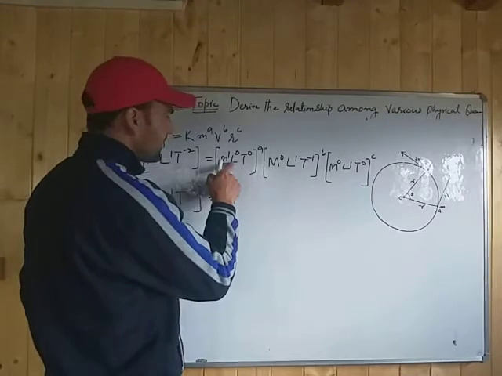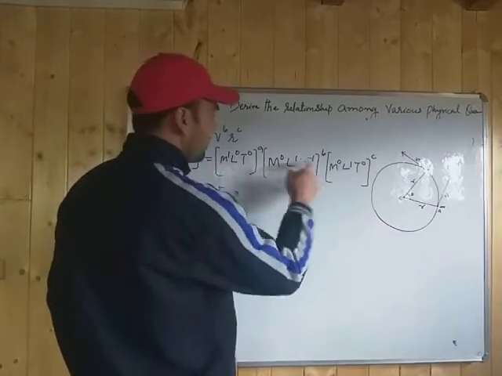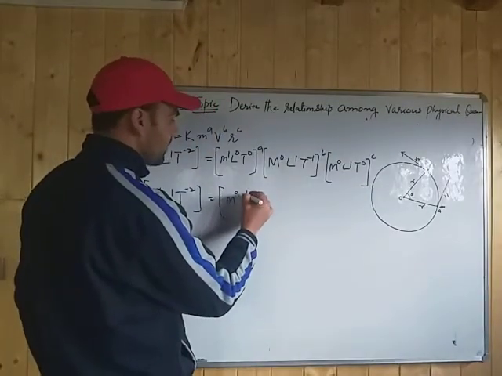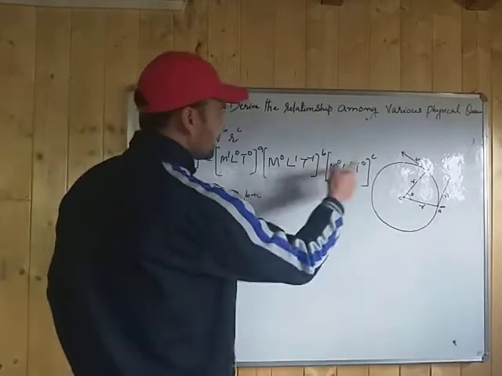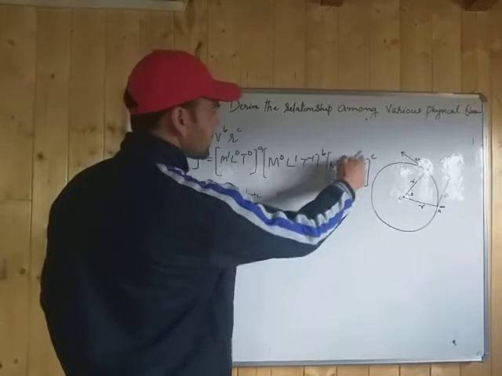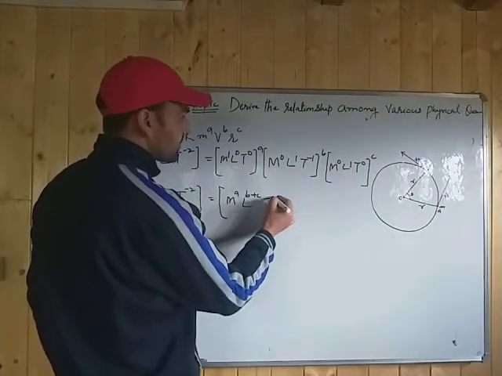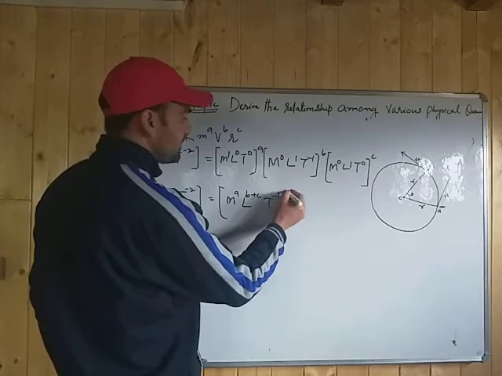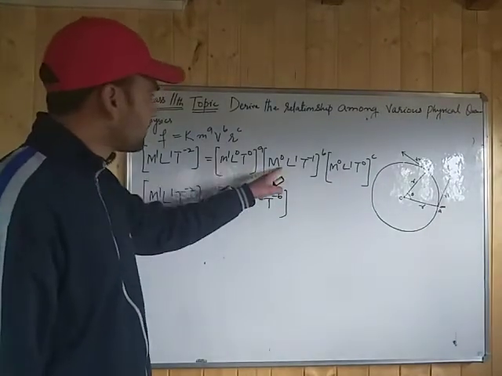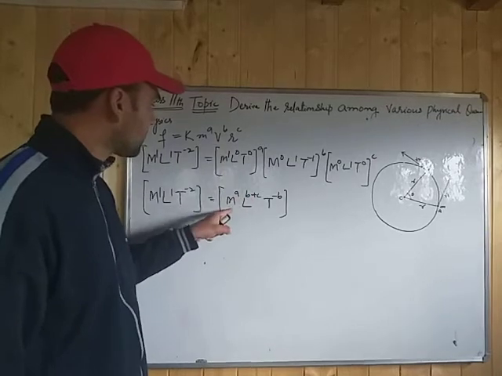Similarly, we will write here L^0, L^1, L^1, but it's L raised to power b, L raised to power c. So we will write here L raised to power b plus c. Similarly, T raised to power minus b: here it's T^0, T^0, so we can write T raised to power minus b. So it's M raised to power a.